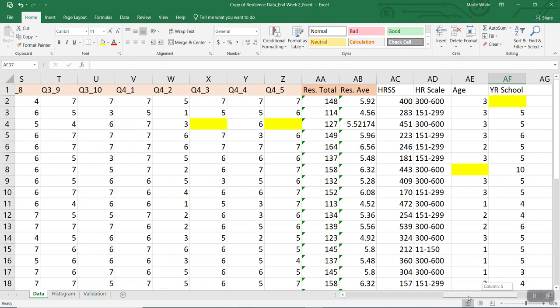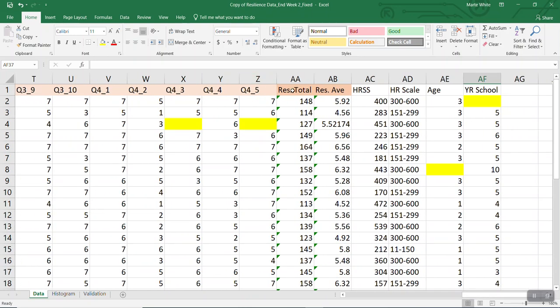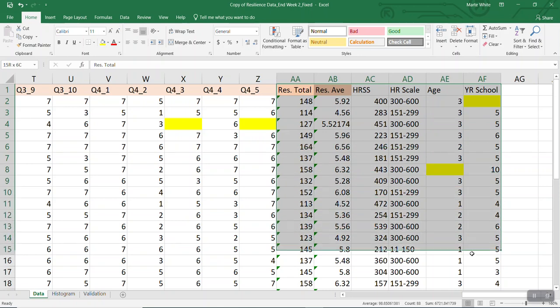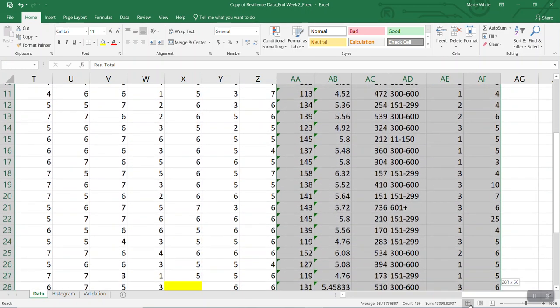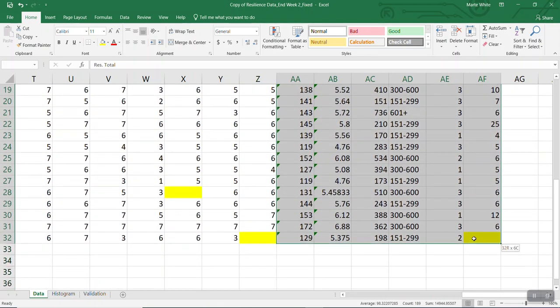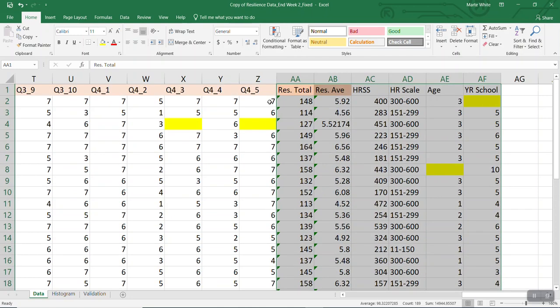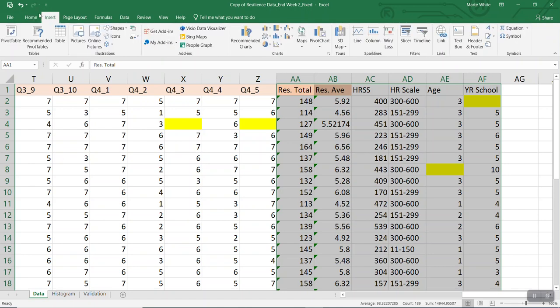Now we're going to play with the pivot table. Like I said, we're going to see how these different answers compare. So let's highlight this whole section of data. So I highlighted everything from the resiliency total, the average, the Rahi stress scale scores, the scale itself, the age, and years in school. Once that's highlighted, I'm going to click Insert and then click on Pivot Table.